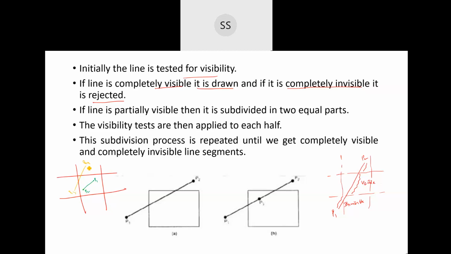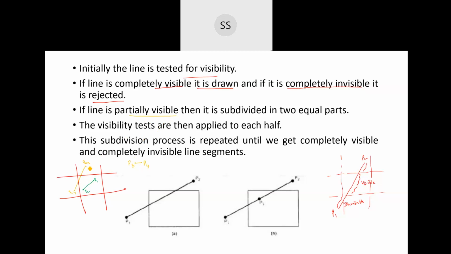This line has endpoints which are outside my window. So they are outside my window, but there's a portion of it which is crossing my window. It is going through my window. In that case, I can say that the line segment which joins the endpoints P3 and P4 is said to be partially visible.